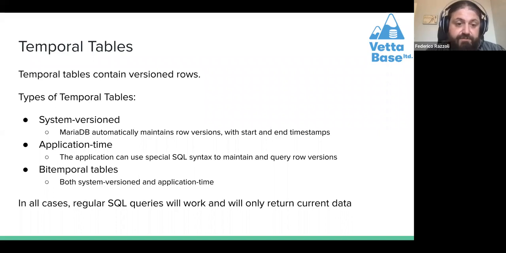The last type is actually bitemporal tables. It's just tables that are both system versioned and application time. So it means that every row has timestamps handled by MariaDB, which say when a row was physically inserted or modified or deleted, and these cannot be affected by the application. But at the same time, the application will also be free to handle what's called application period. So basically, it will decide when a row is logically valid.